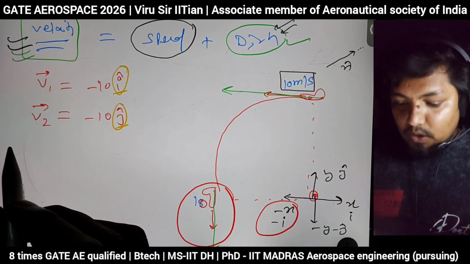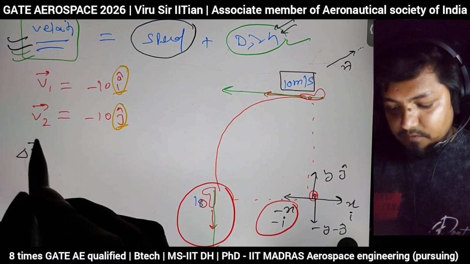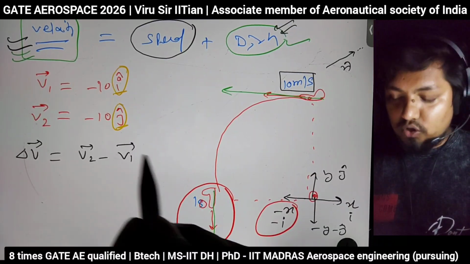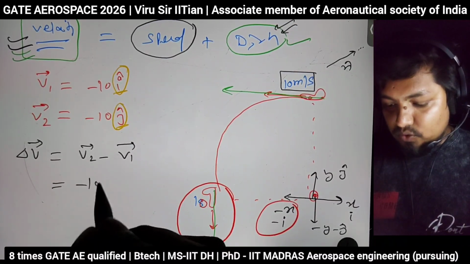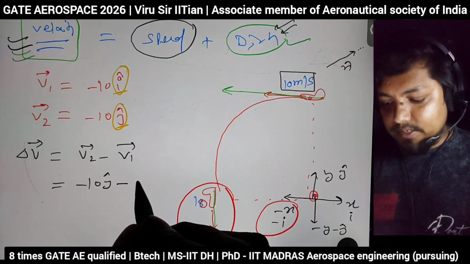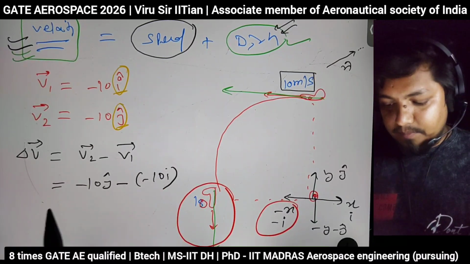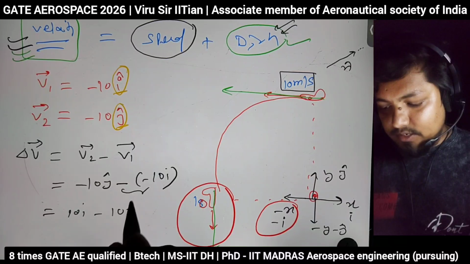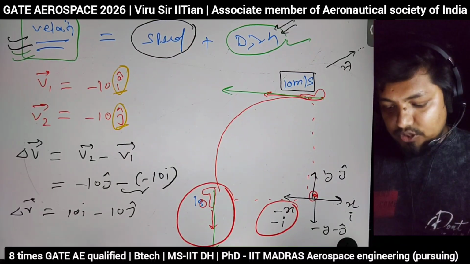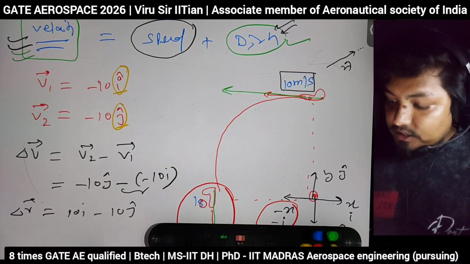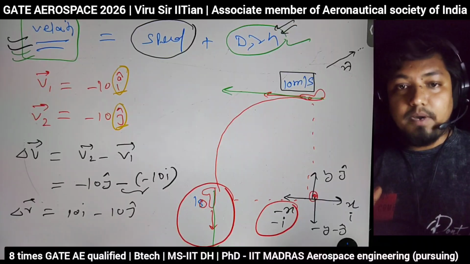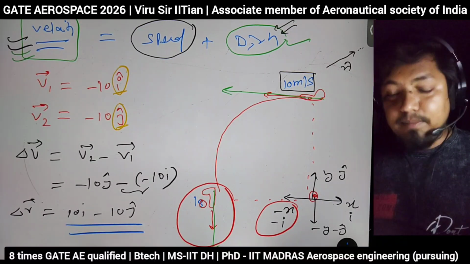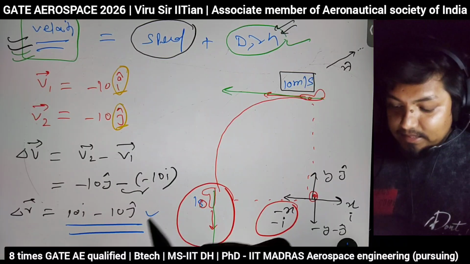So you will find out change in velocity. So del v vector I have to find out. Always v2 vector, final minus initial, so v2 minus v1. So minus 10j minus 10i. So you can see here this will become plus. So 10i minus 10j. This became your change in velocity vector. I hope you understood. But this is in vector form.